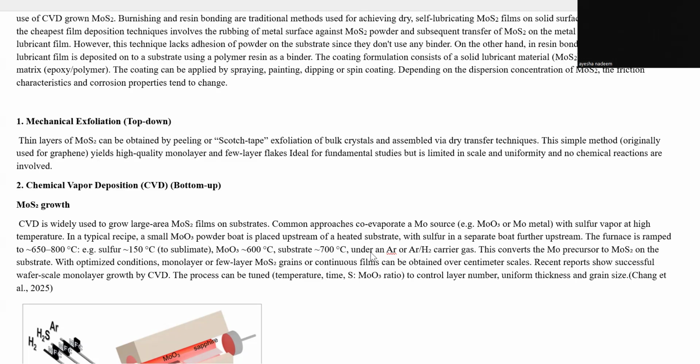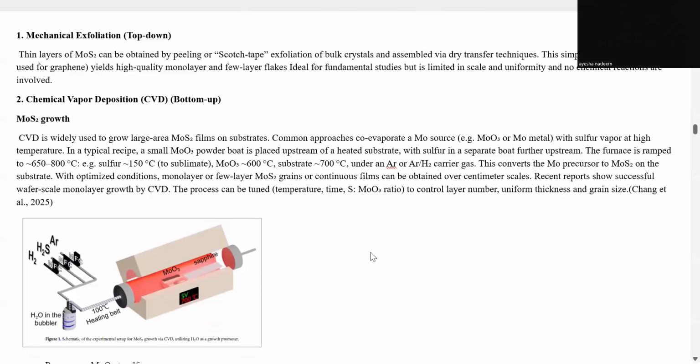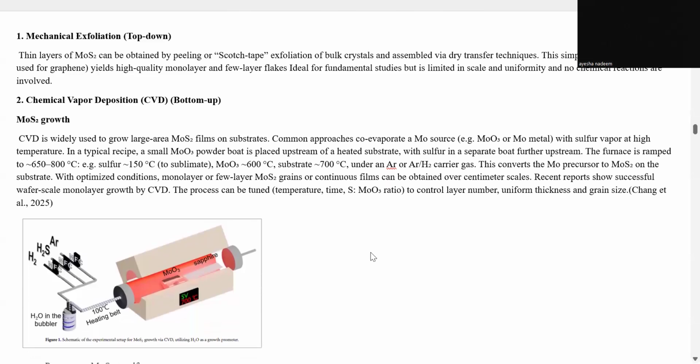The second method is chemical vapor deposition, which is also known as a bottom-up method. In this method, first of all, we will discuss the molybdenum disulfide growth and then the hBN growth. In molybdenum disulfide, CVD is widely used to grow large area molybdenum disulfide films on substrates. Common approaches co-evaporate a molybdenum source, for example, molybdenum trioxide or molybdenum metal, with sulfur vapor at high temperature.